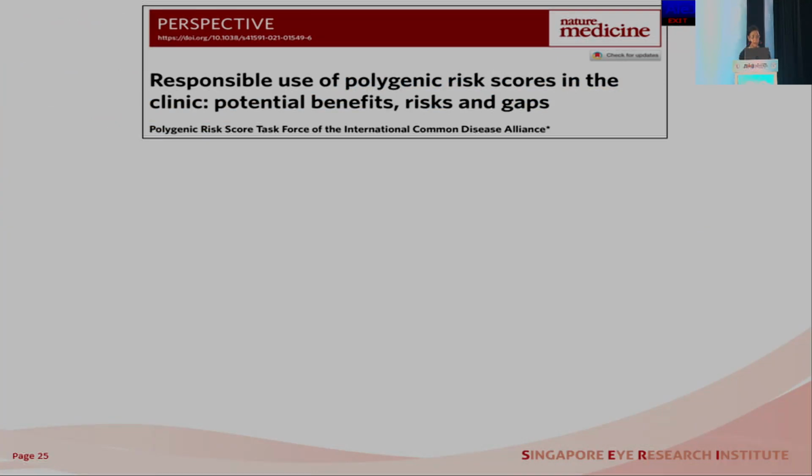So this is my last slide really. Polygenic risk score is not something new. It's been around for heart diseases, some cancers, as well as for diabetes, and now it's available for glaucoma as well. I think clinicians will have patients asking us about this. So in addition to understanding the benefits, it's also important to know what the potential risks and gaps are.